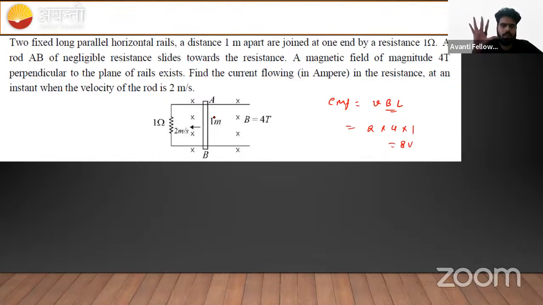Where is the polarity formed? If we move our right hand in the direction of the velocity and curl our fingers in the direction of the magnetic field, this is the direction of the battery. We can say the battery is formed in this direction. What is the value of the current here? That is 8 upon 1, so 8 ampere is the right answer for the current.